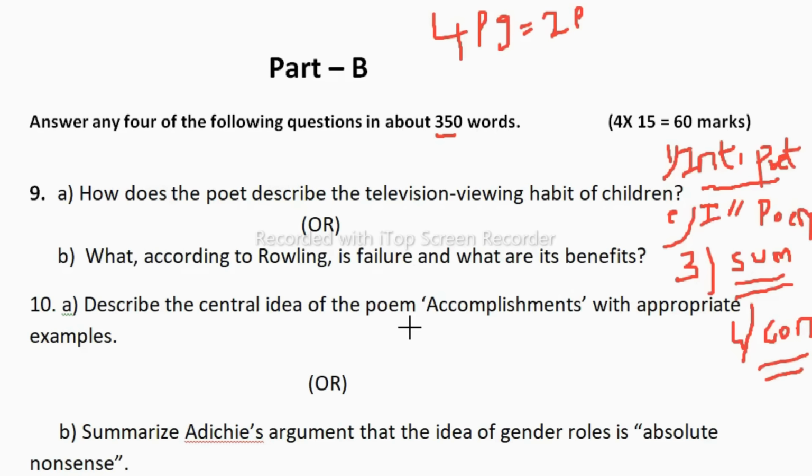Describe the central idea of the poem Accomplishment with appropriate examples. The author argues that men cannot prosper in their respective fields without the cooperation of women. Now the next one: summarize Adichie's argument that the idea of gender rules is absolute nonsense. So here also she shows the importance of women.